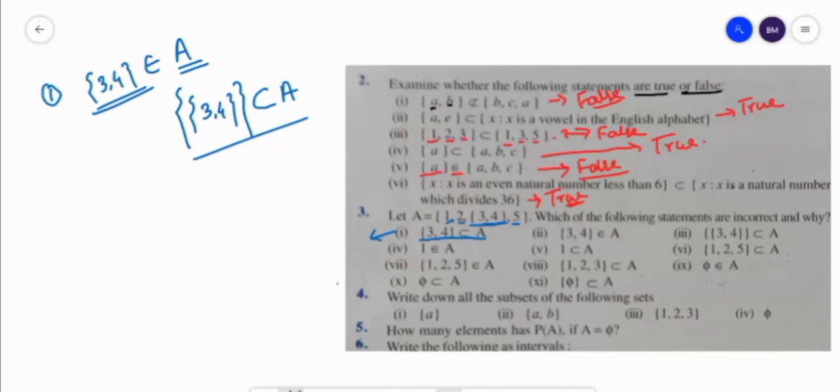So I am writing T and F only, in place of true and false. So the first one is a false statement.